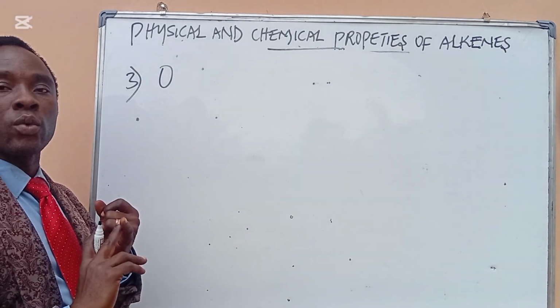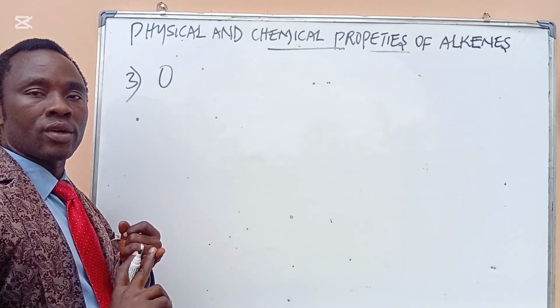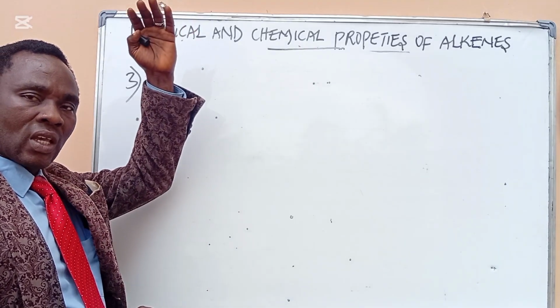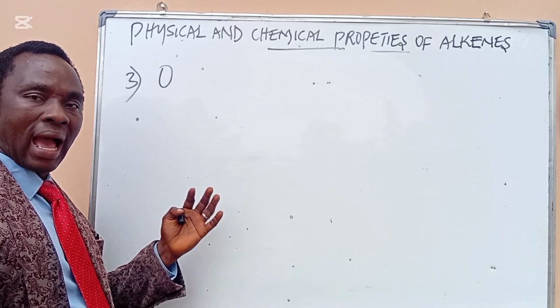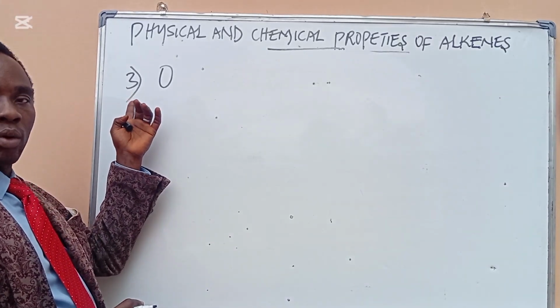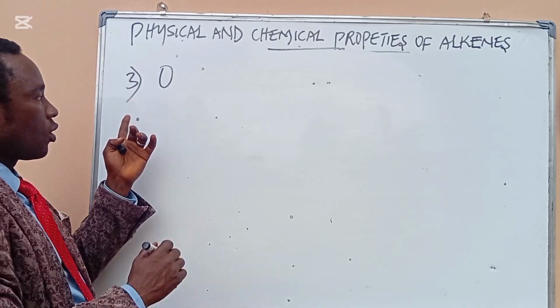You know, the first one we took is the combustion reaction, that is oxidation. Then number 2 is addition, and we have seen several things that can be added to alkenes. So after that, we now come to the third, which is ozonolysis.